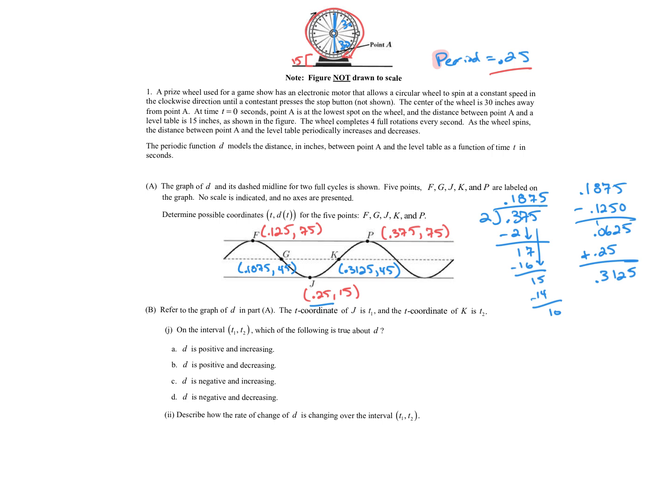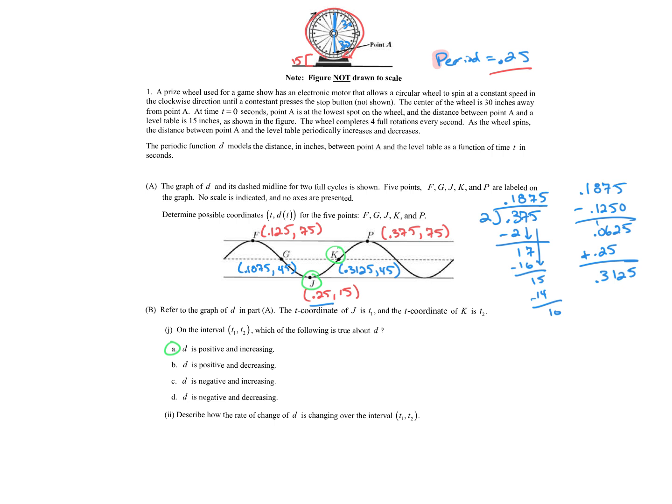Can we go to D? Yeah. Refer to the graph of D in part A. The t coordinate of J is T sub 1, and the t coordinate of K is T sub 2. On the interval T sub 1, T sub 2, which of the following is true about D? All right, so is D positive or negative? Positive, because all the y values are positive. All right, and is it increasing or decreasing? Increasing, because it's going up. All right, and so which one says that? A.